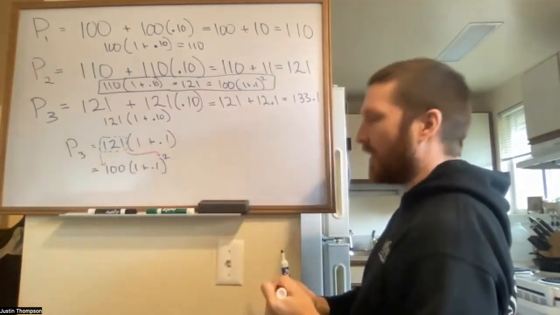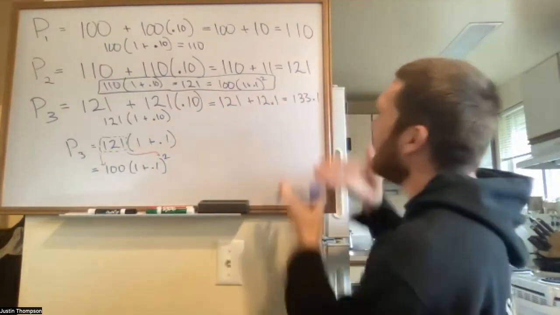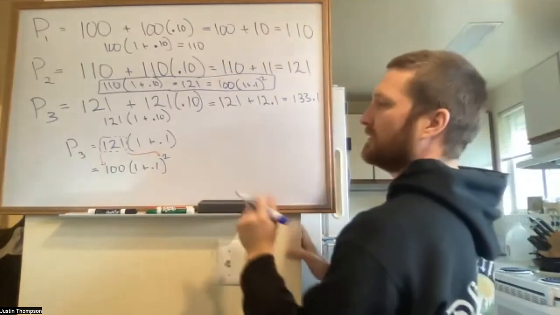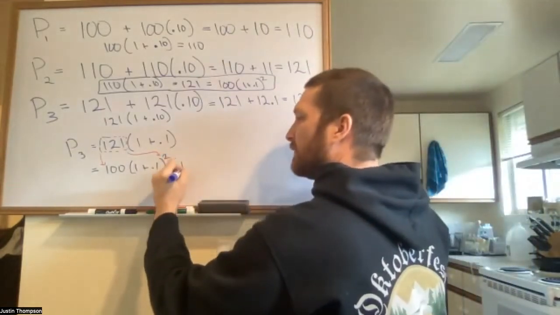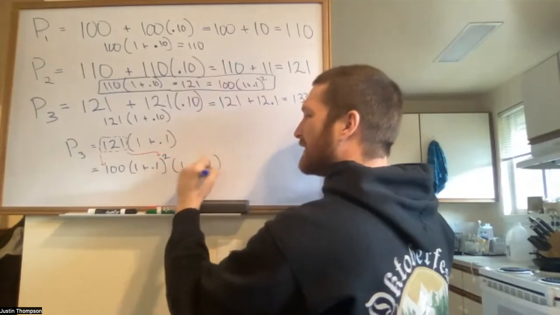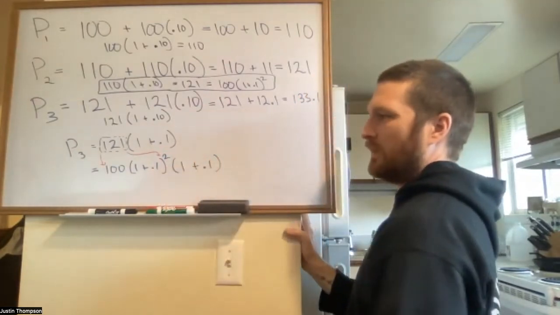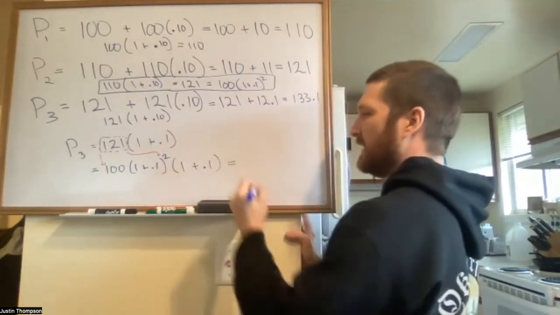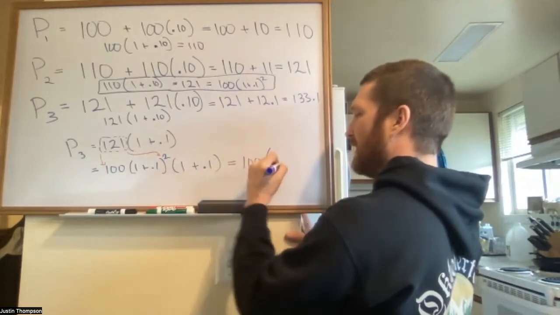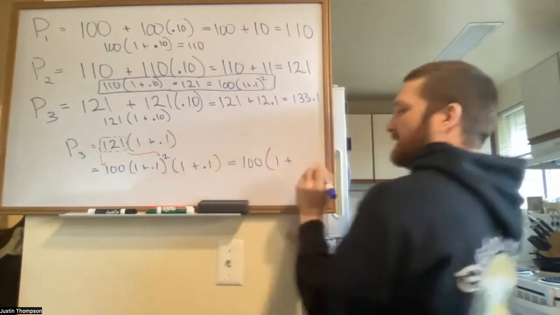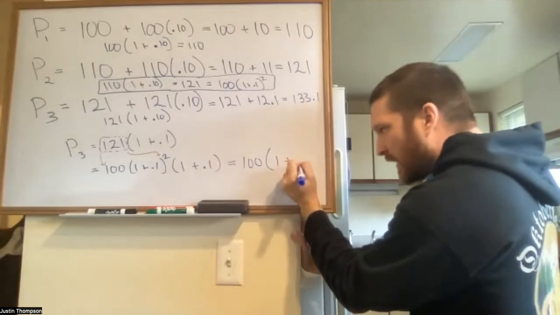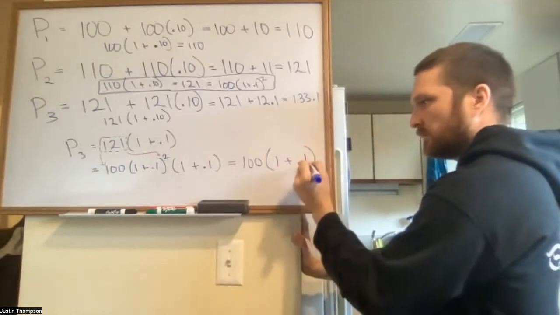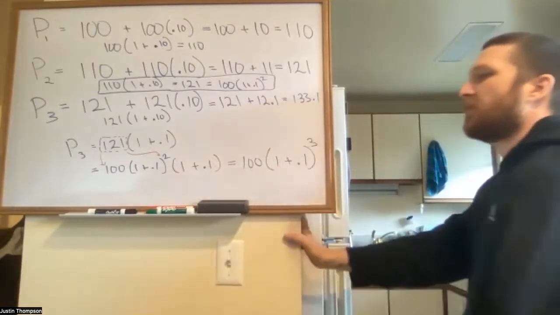Where did it come from? It didn't just fall out of the sky. It came from doing these calculations. And then we multiply again by the exact same number, which we could say is 100 times 1 plus the rate as a decimal to the third power.